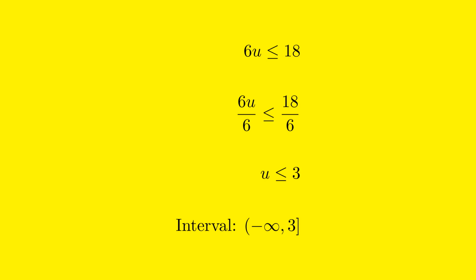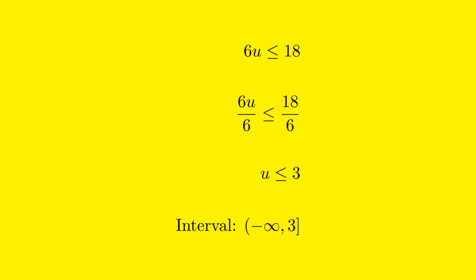When we divide 6u by 6, the 6's cancel out, leaving us with just u on the left side. Next, we divide 18 by 6, which gives us 3. So now the inequality is u is less than or equal to 3. This means that u can be any value that is 3 or less.